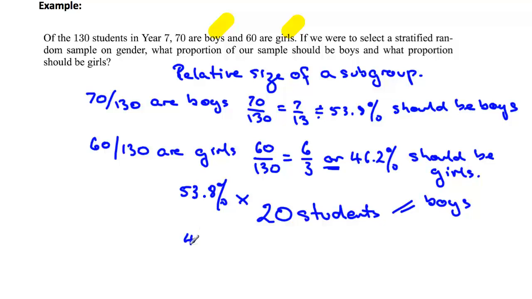And then 46.2% of the 20 should be girls. And once again, that will be a rounded number. So you try that out and work out what a fair selection would be, making sure that you do round as you need to. And I think you'll find that that would be a good, what we call stratified sample, selected randomly.